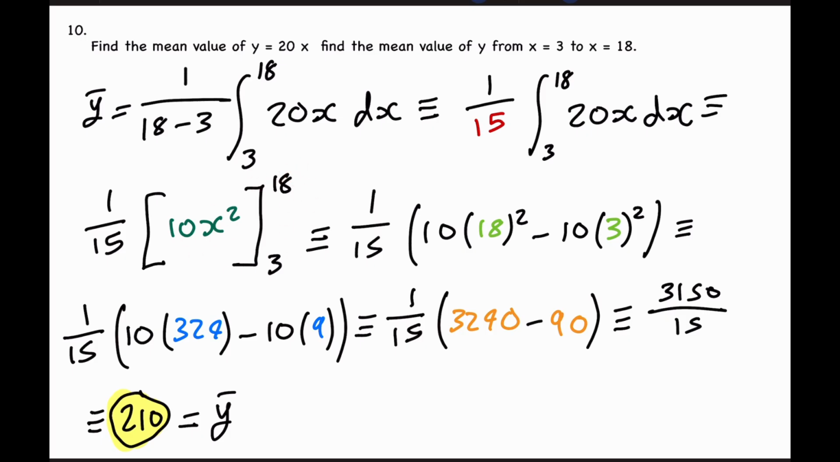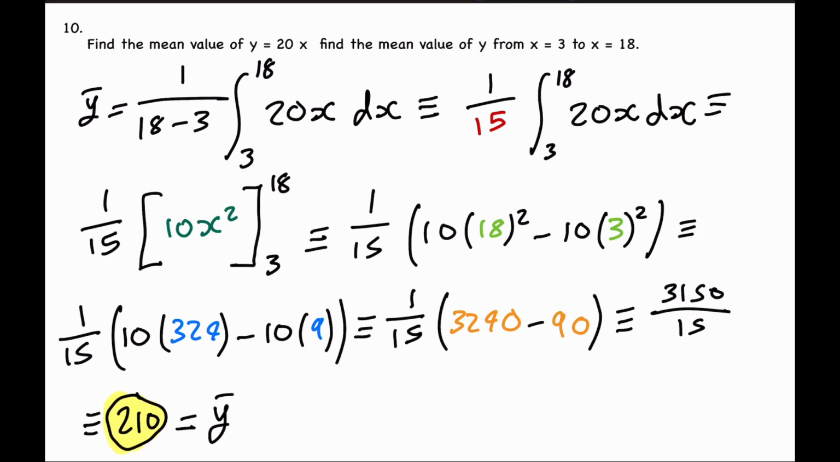To integrate, we'll substitute in the limits, so you substitute your 18 and your 3, and you will get 1 over 15 times this, which would be 18 squared, and 3 squared, which is 9. And once you multiply each one by 10, you will get this, and then you can subtract it and divide it by 15, and you get 3,150 divided by 15, which is equal to 210, which is the mean value of the function y equals 20x between 3 and 18, the values of x, and this will be your mean value for y. As you can see, 210 is not between 3 and 18.